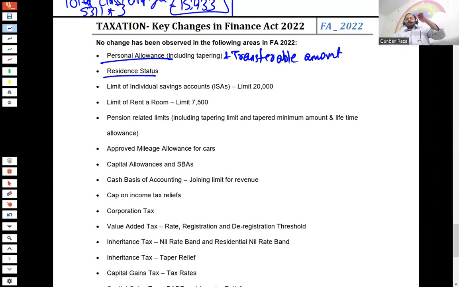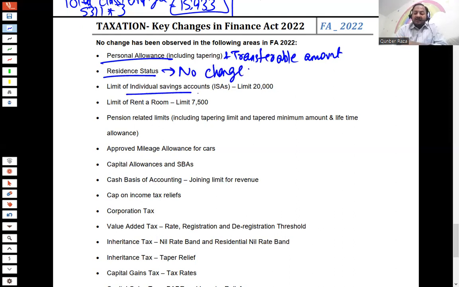Resident status. To qualify for a person to be UK resident or not, we look for the SRT test, if not met under the automatic residency or automatic non-residency test. While looking towards the SRT test, we need to look for the previously resident table, not resident table. So there is no change in that table.